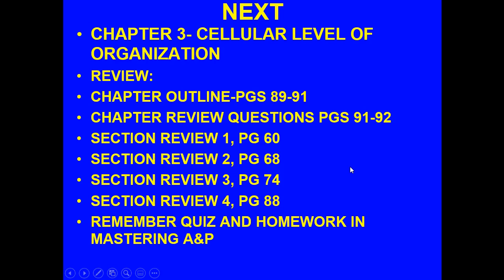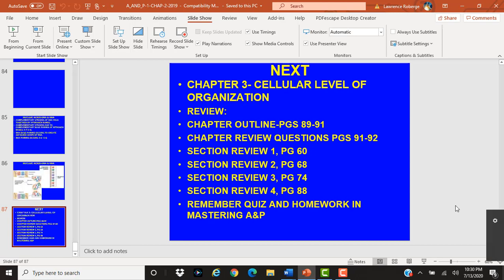Well, that pretty much covers this chapter. The next area we're going to deal with is chapter 3. That's going to be the cellular level of organization. In the meantime, I do encourage you to review the chapter outline, which is on pages 89 to 91. Review questions are on pages 91 to 92. There are section reviews on pages 60, 68, 74, and 88. Also, don't forget to do the quiz and the homework in Mastering A and P. See you next lecture.